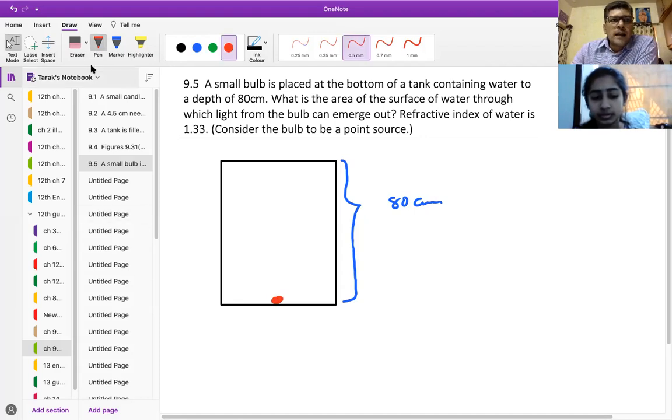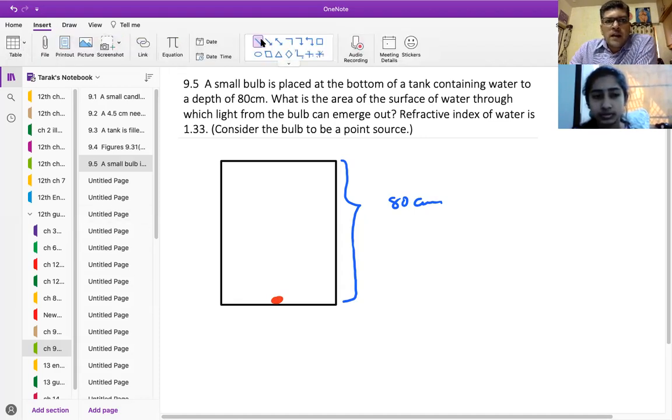Let's first finish a bit more drawing in this. So they want like this one.